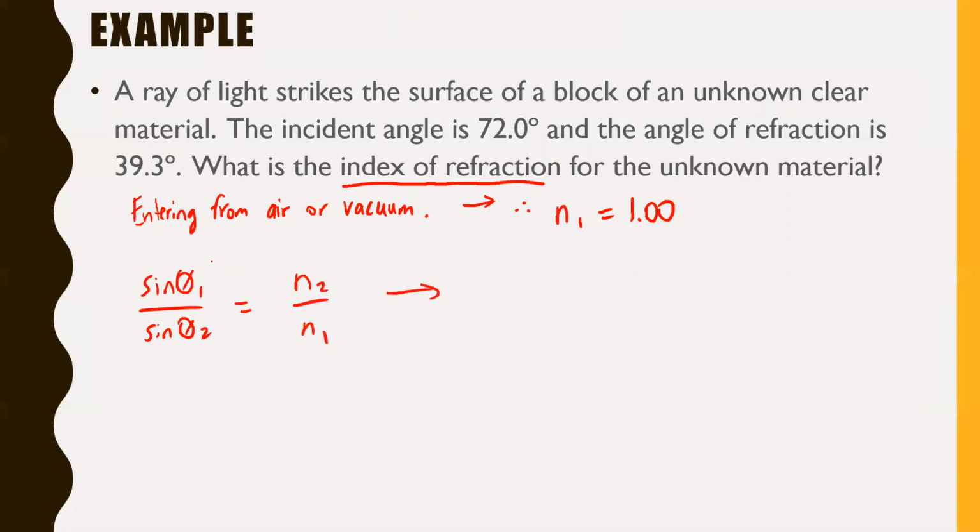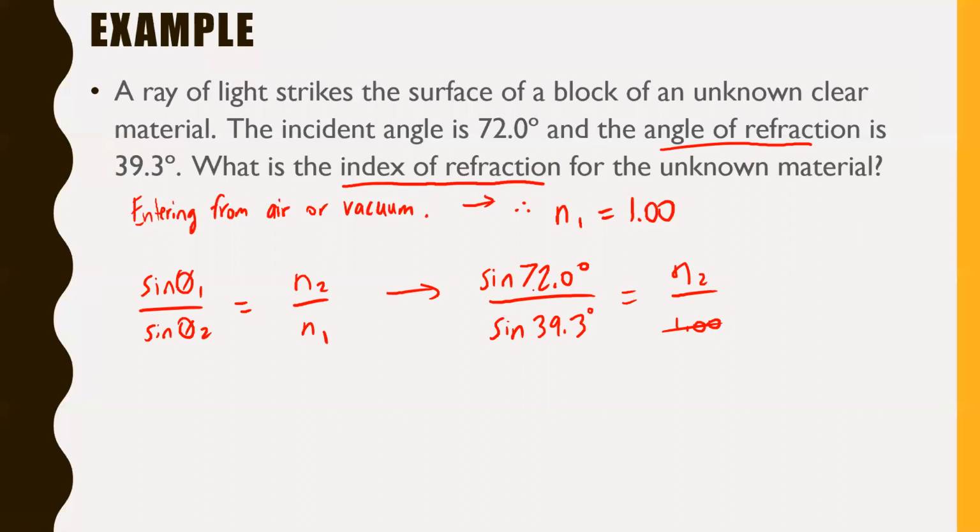Now from here, we know our theta 1. Theta 1 is your incident angle. So we have sine of 72.0 degrees over sine of our angle of refraction, theta 2, equals N2 over 1.00. Oh, sorry, my mistake. Angle of refraction is known. It's 39.3. There I go, goofing up already. What we don't know is our index of refraction for the unknown material. Bottom line is to find N2, because N1 is just 1, it's really not doing anything at all. We just have to divide these two.